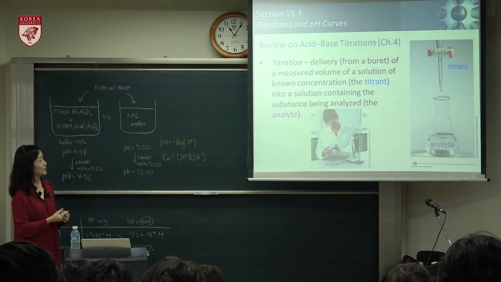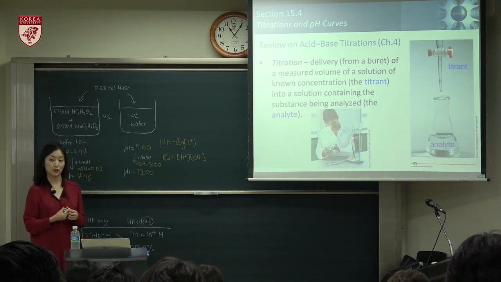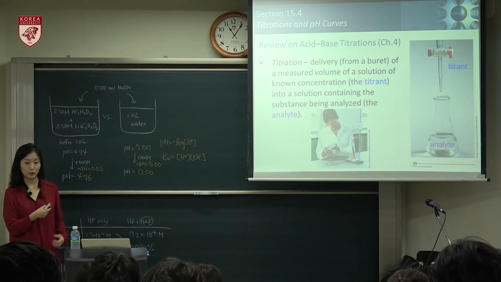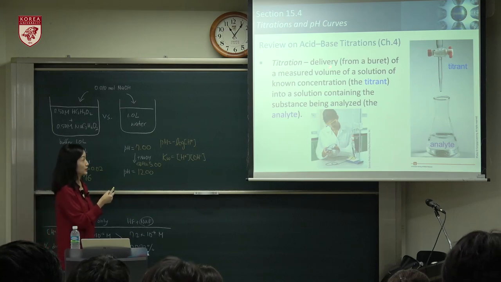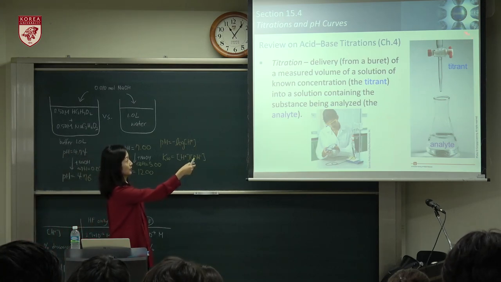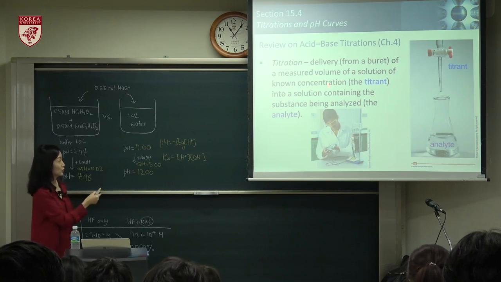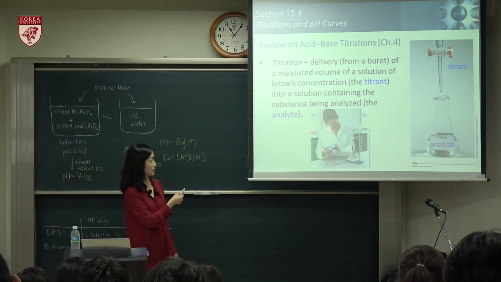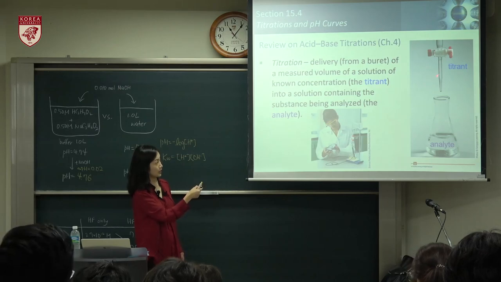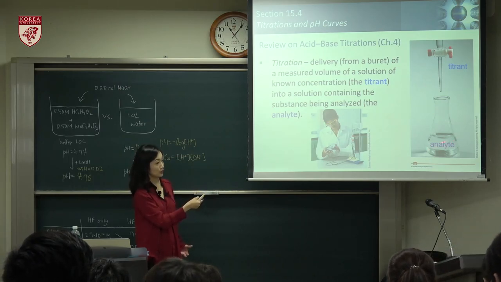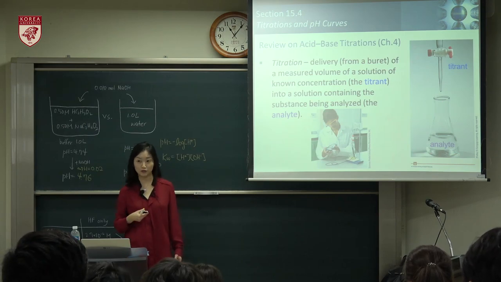Okay, now let's look at acid-base titrations and see how the pH changes during a titration process. Recall from chapter 4, we learned about acid-base titrations. A titration refers to the delivery, usually from a burette, of a measured volume of a solution of known concentration, which we call the titrant, into a solution containing the substance being analyzed, which is the analyte. So in this picture we have the titrant in the burette, and we add the titrant to the unknown solution, called the analyte, which is now here in the Erlenmeyer flask.